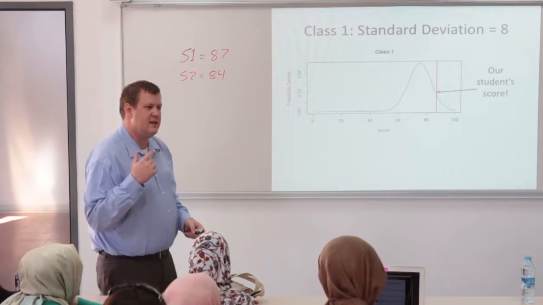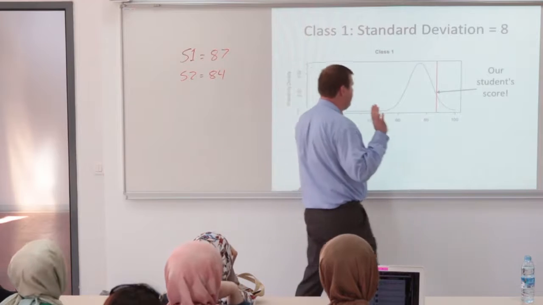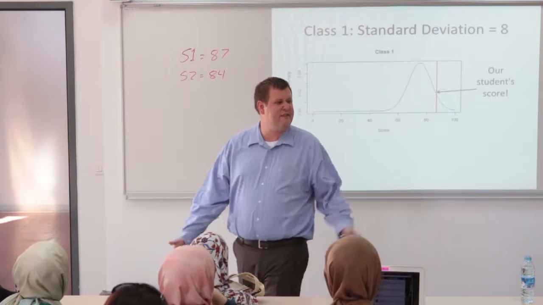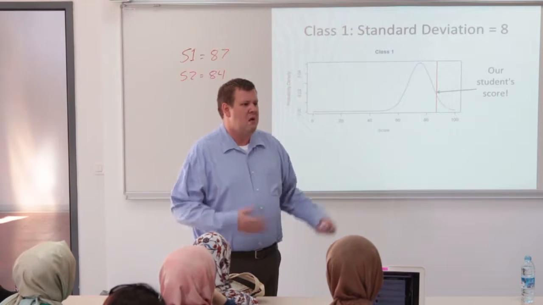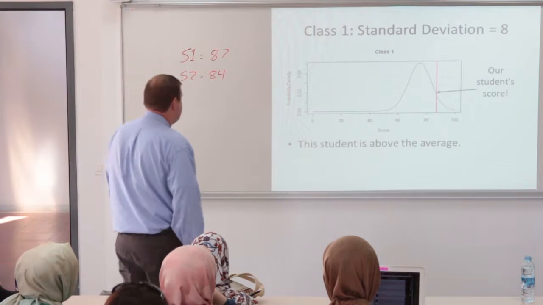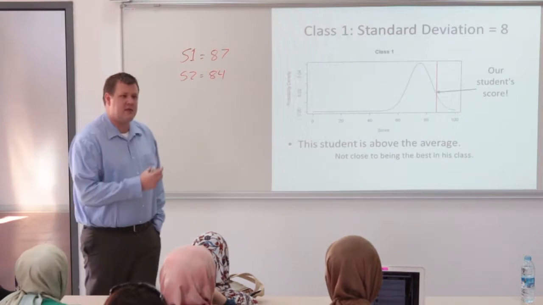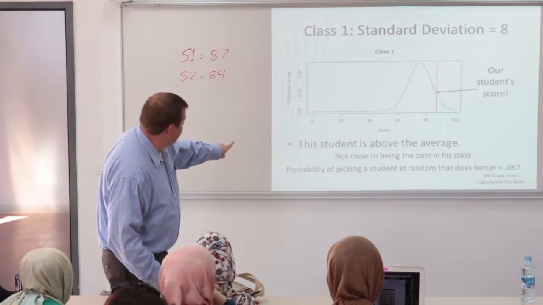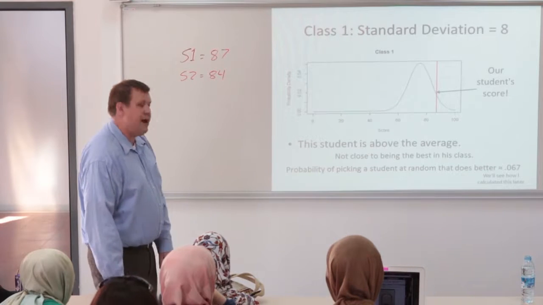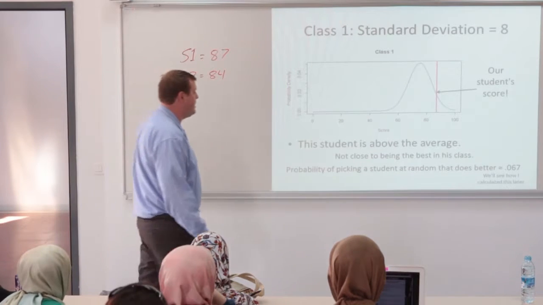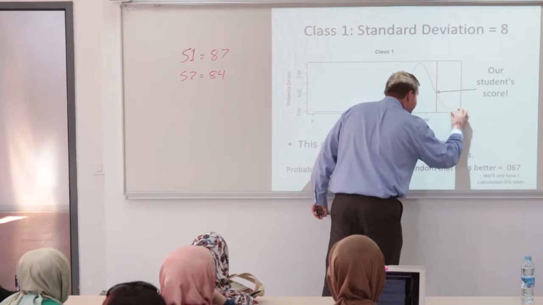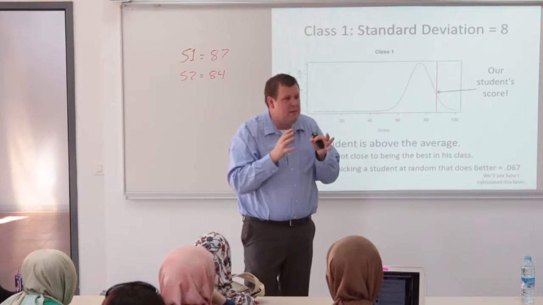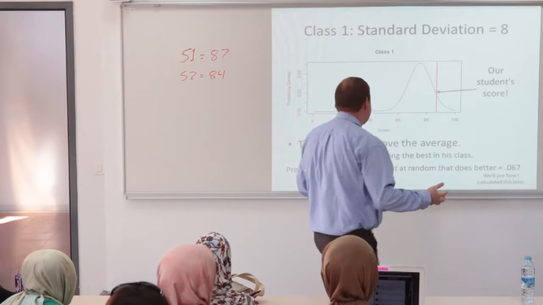If we want to think about this a little differently, how many people have that score or more? A lot? A few? None? Few. Few students have scores higher than that. So our student is above average, but they're not the best in the class, right? If I calculated the probability of picking a student at random that does better, that probability is the sum of this area in here. So this is like the binomial. Remember how we were adding up probabilities? We're sort of doing the same thing here.